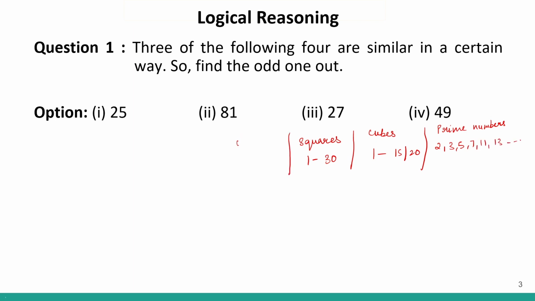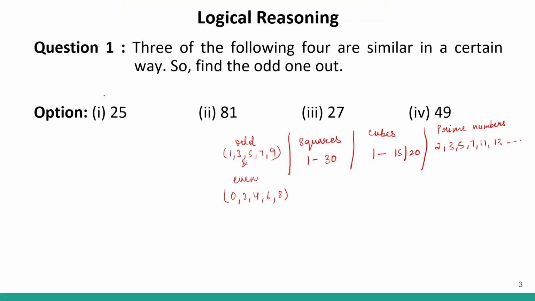And you should know the difference between odd and even numbers. This we have already discussed. Even numbers end with 0, 2, 4, 6 and 8, and odd numbers end with 1, 3, 5, 7 and 9. This basic concept should be in your memory while solving questions like this.